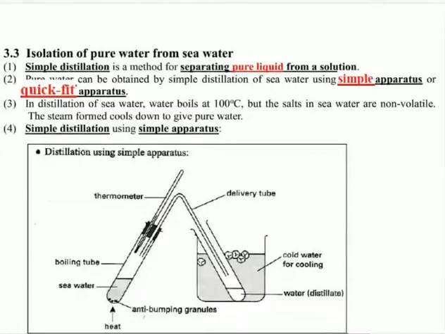But now we need to isolate, for example, in the reverse, we want pure water from seawater. Okay, we want pure water from seawater. So for this, firstly, simple distillation is a method for separating pure liquid from a solution.